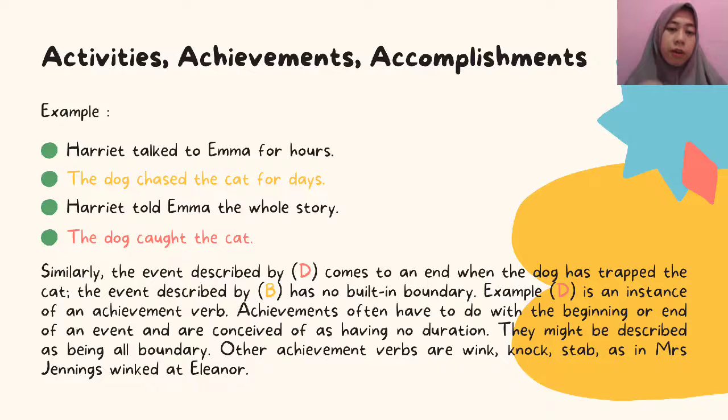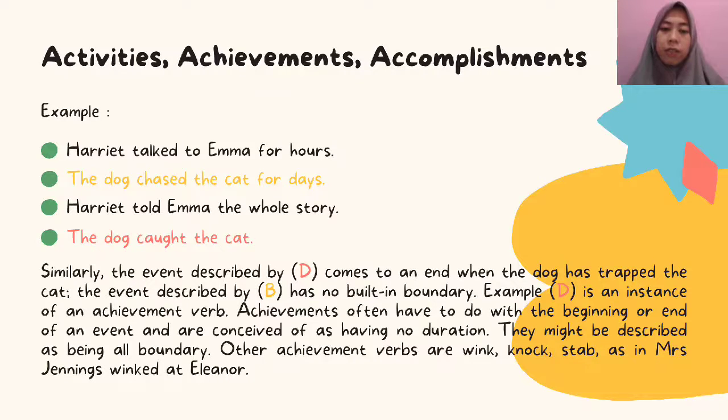Similarly, the event described by D, or the dog caught the cat, comes to an end when the dog has trapped the cat. The event described by B, or the dog chased the cat for days, has no built-in boundary. Example D, the dog caught the cat, is an instance of an assignment verb. Assignments often have to do with the beginning or end of an event and are conceived of as having no duration.